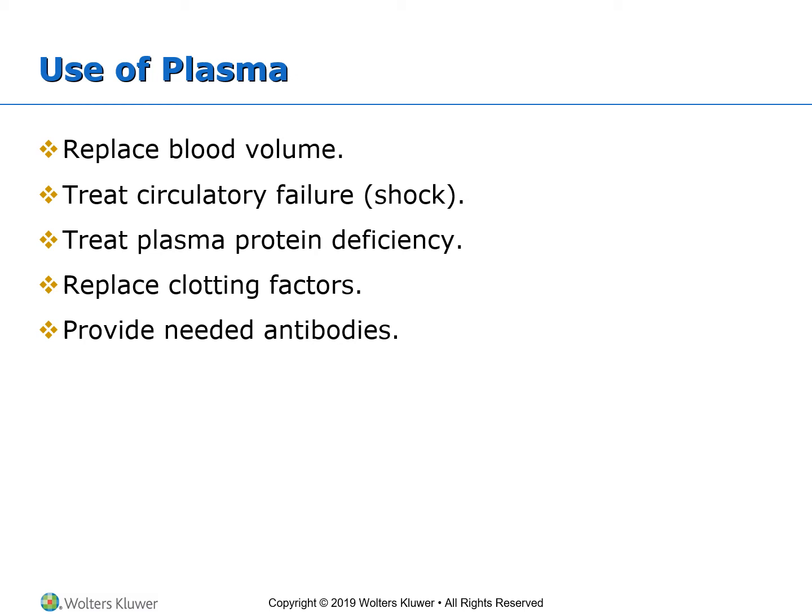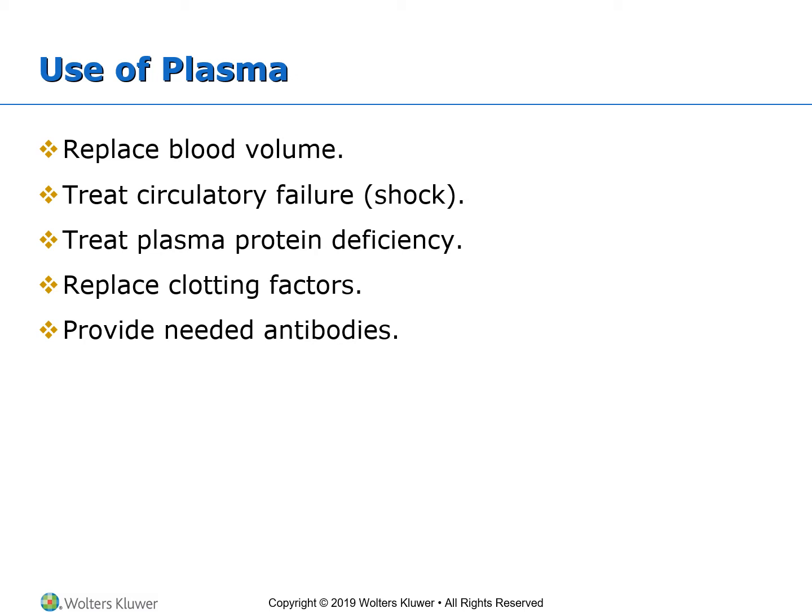Plasma on its own may be given in certain cases of emergency, and we can give it whenever we need to replace blood volume and to prevent any kind of circulatory failure, in other words, shock. Whenever blood typing and the use of whole blood is not possible, plasma is very useful. It can be used usually in natural disasters or in emergency situations.